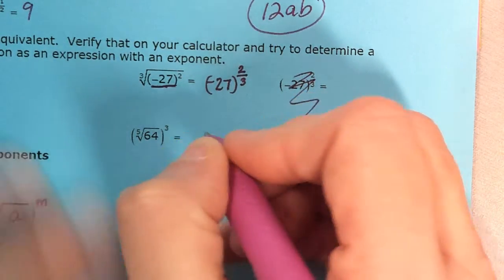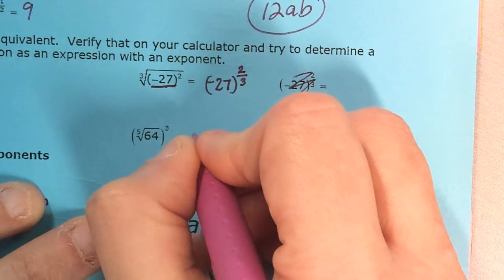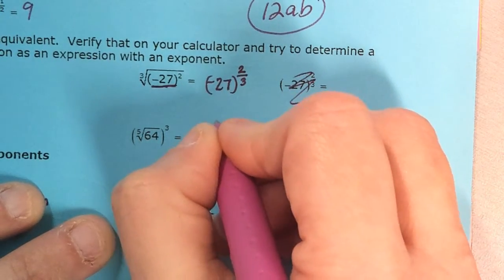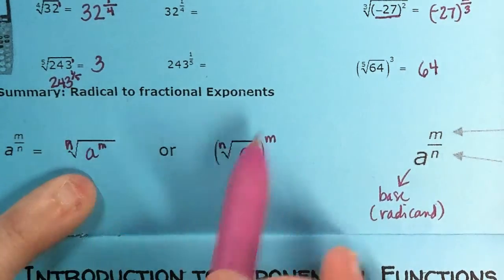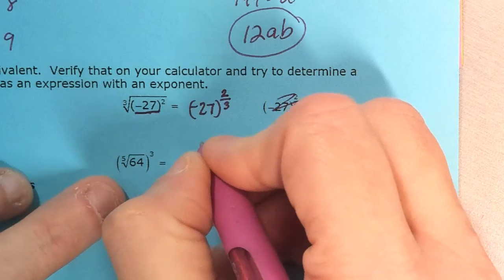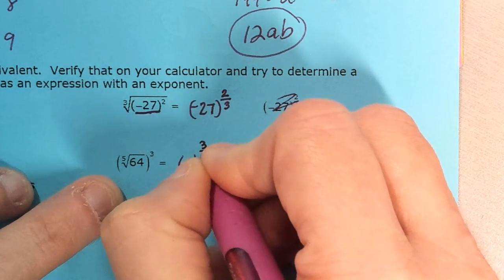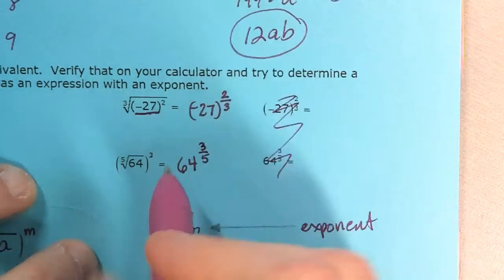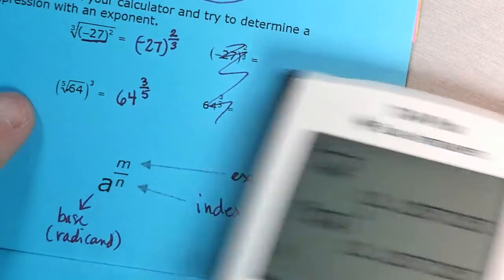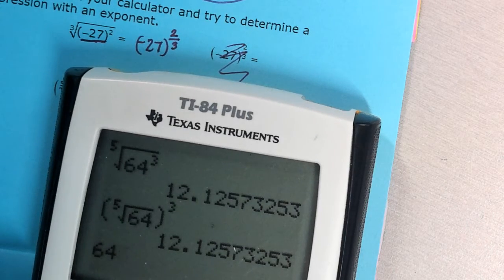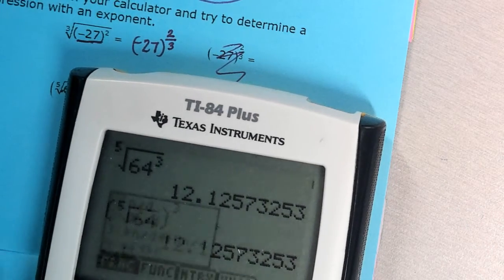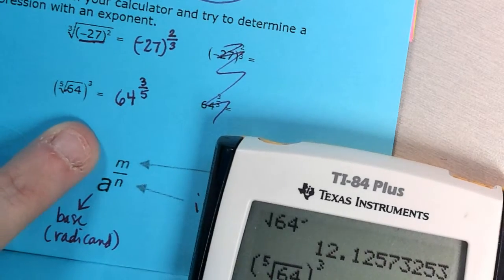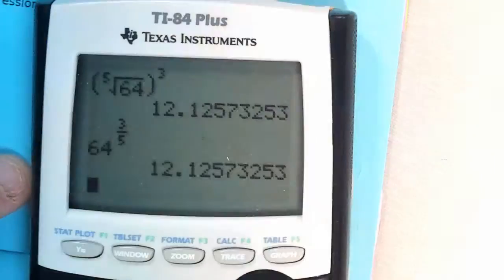So my base is 64, and you see how it was the same way no matter whether they had the parentheses on the outside or the inside, to the 3/5, because my exponent becomes my numerator, my index becomes my denominator. Let's try it again. Do I have anything in parentheses? No. 64 to the 3/5 power. I get the same exact thing.